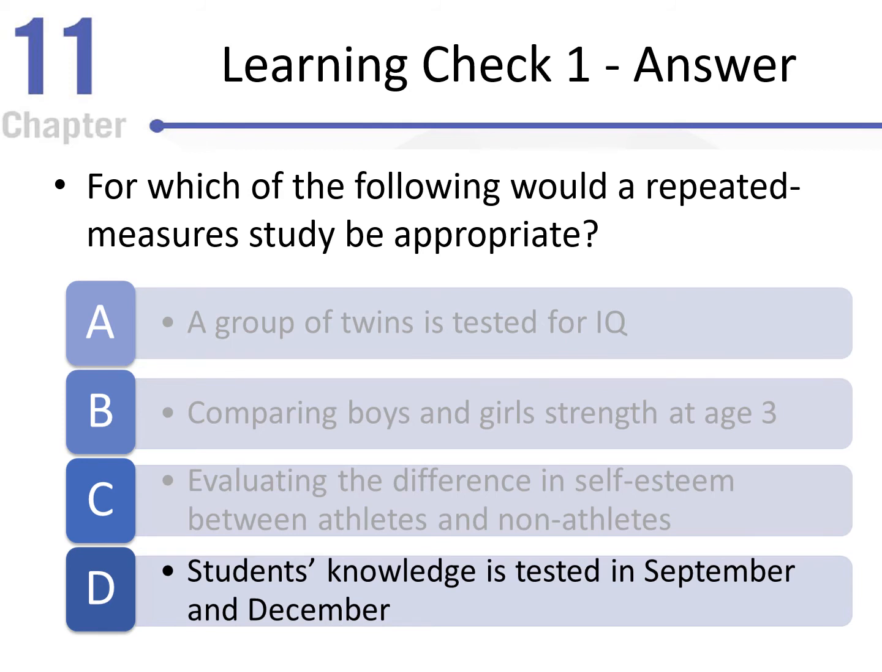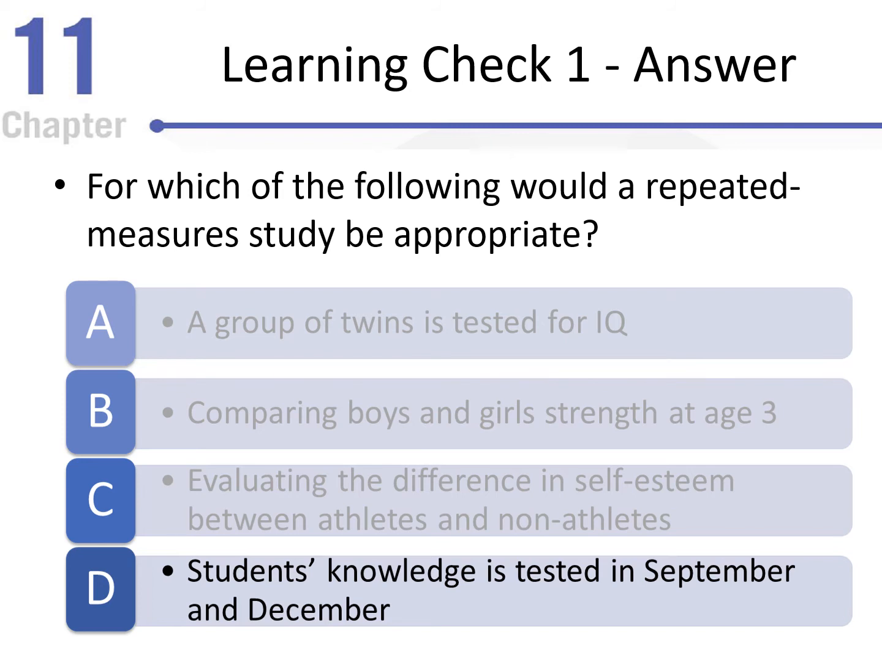Students' knowledge is tested in September and December. Same individuals tested twice would be a repeated measures t-test. Now, you could have the same individuals tested 3 or 4 times. That would be repeated measures as well, but it would be beyond t. So t is only for 2 conditions. Once I have more than 2 conditions, I have something called analysis of variance, which we're going to be doing very shortly, next week. And you're going to be seeing that you could have more than 2 conditions. So 2 conditions is always t. More than 2 conditions becomes ANOVA, analysis of variance.